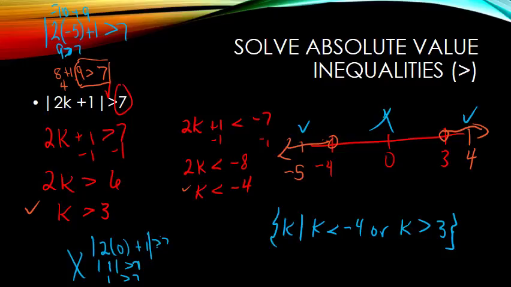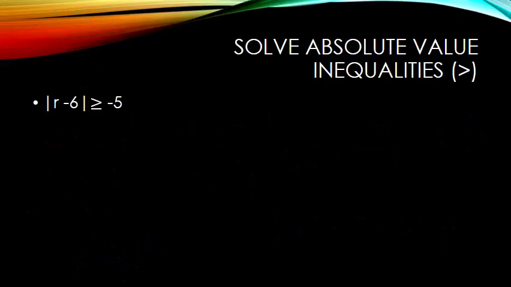Now let's look at one other example here. I'm going to skip to the next slide. All right, so now we got the absolute value of r minus 6 is greater than or equal to negative 5. And we might see this negative 5 and say, well, no, that can't be. But let's see what in fact we do get. Let's set up our two cases. I got r minus 6 is greater than or equal to negative 5. I'm going to add 6 to both sides so that r is greater than or equal to 1, case 1.